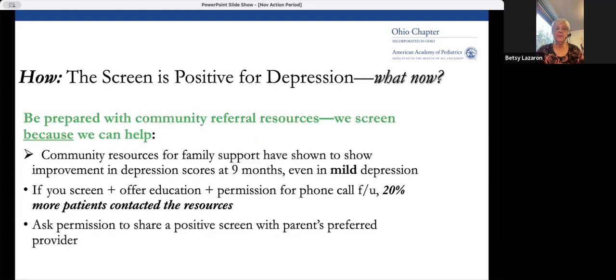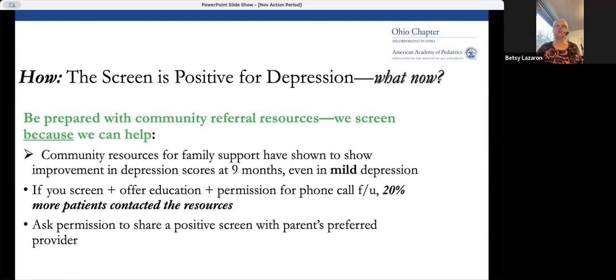Next slide. Now, why are we doing this? Be prepared with those community resources. We do this screening because we have the resources that can help these families. They may not know where to start. We can at least get them started in the process. So just providing community resources like a referral to Every Child Succeeds or Help Me Grow has been shown to improve depression in moms at 9 months, even in mild depression. And if you screen, offer education, and get permission for a phone call, 20% more patients contact the resources you gave them. So ask permission to share.